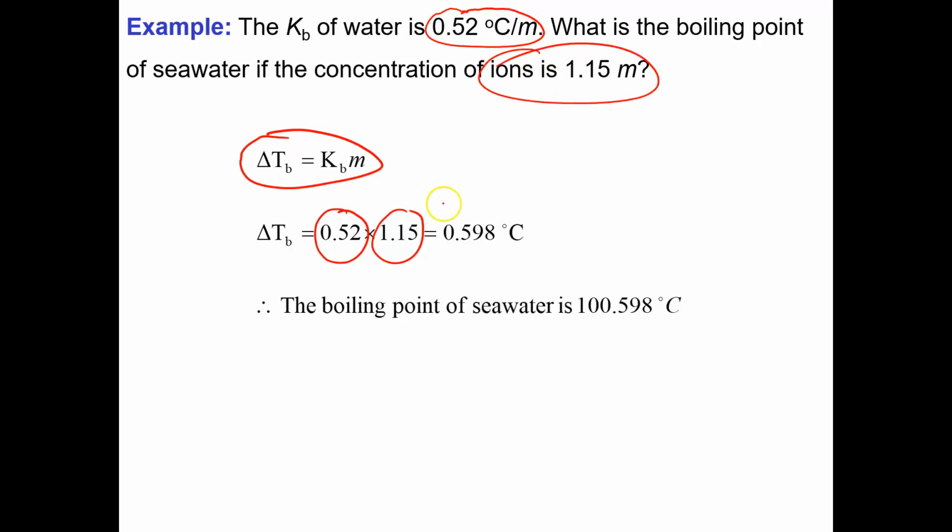So I multiply those two together and I see that seawater has a boiling point that is 0.598 degrees Celsius higher than pure water. So I'm just going to add this to the boiling point of pure water to get the new boiling point of our seawater, which is 100.598 degrees Celsius. So seawater boils a little hotter than fresh water.